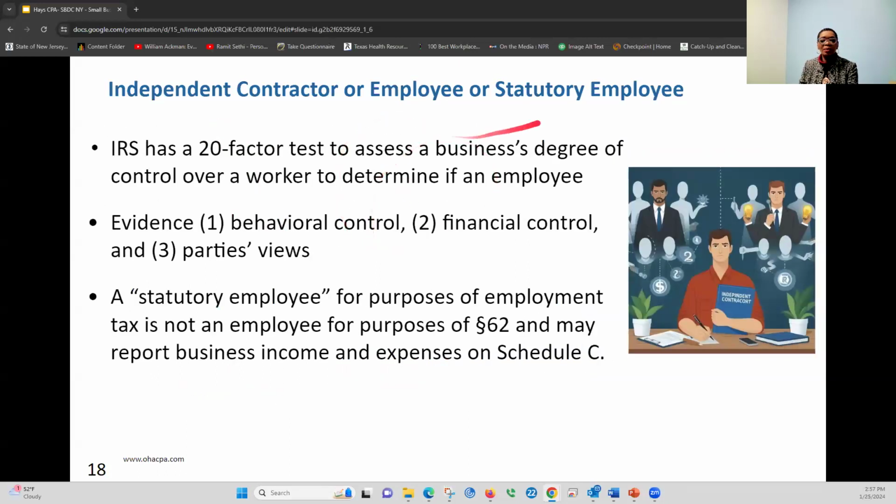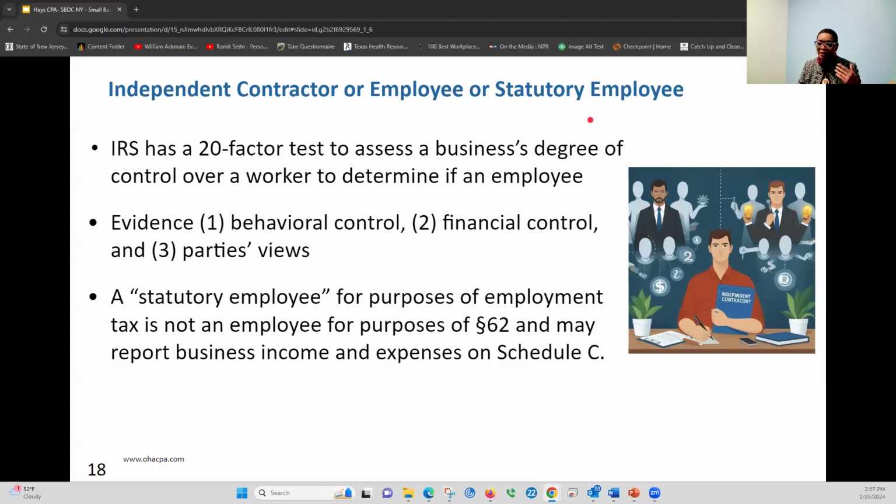Okay, so let's talk about the independent contractor, employee, or statutory employee. A lot of businesses sometimes like to use consultants, outsource folks, right? Because we don't want to have them on payroll and pay taxes. The IRS tends to audit businesses on this, and the states as well, because if somebody is working for you and you're telling them what to do, when to clock in, how to do their work, you are basically an employee.